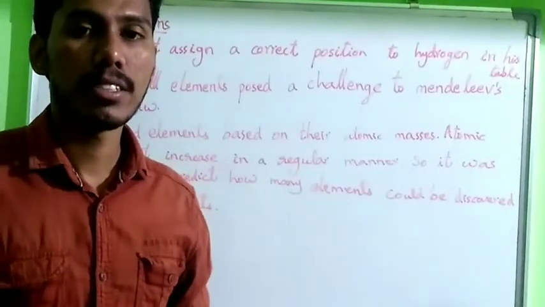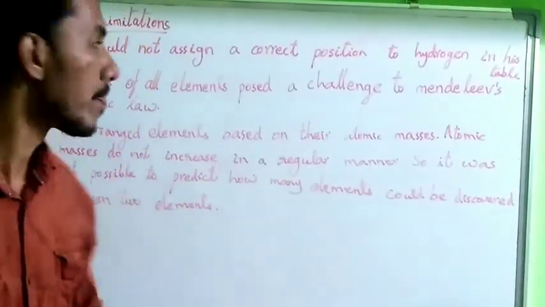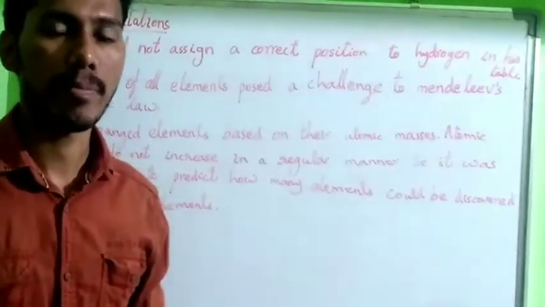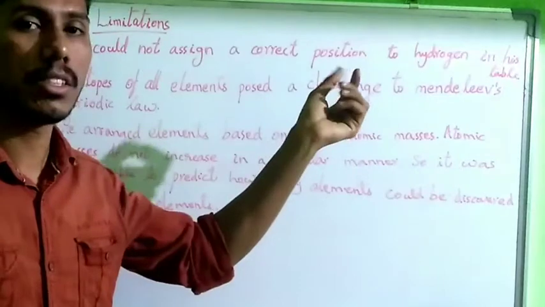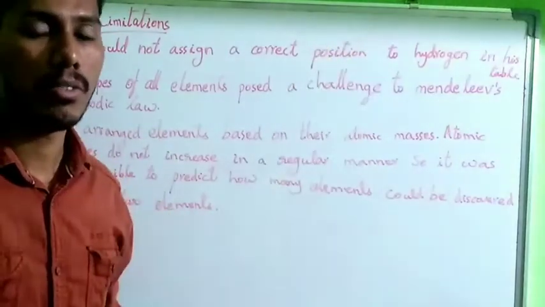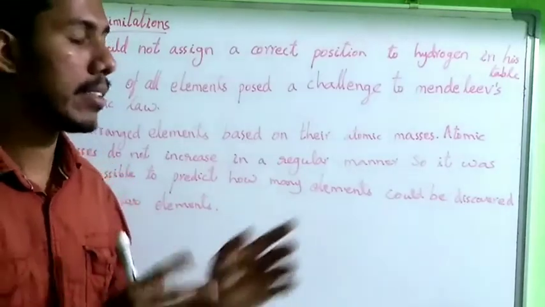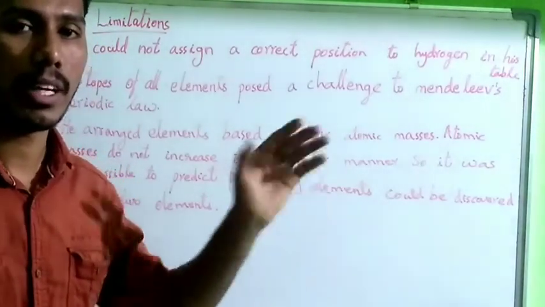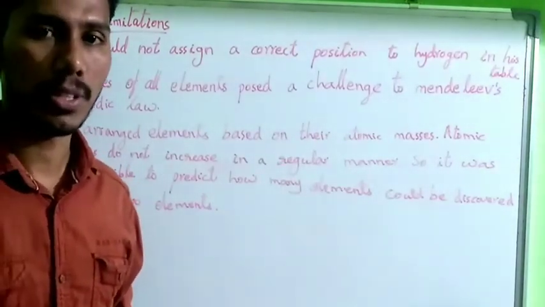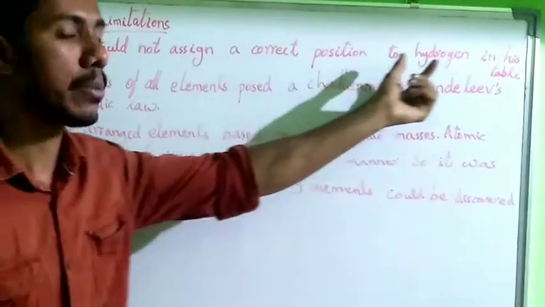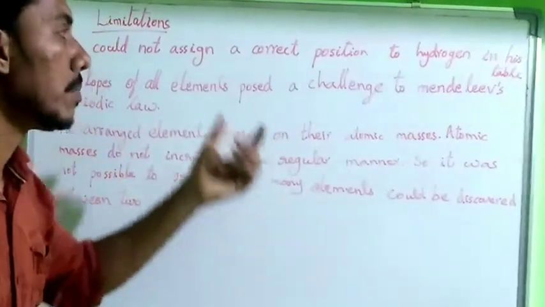Okay, then the limitations of Mendeleev's periodic table. He could not assign the correct position of hydrogen in his table. Hydrogen is just placed above the first group, but it is not the correct position. He just placed it above that group. It is not the actual position. He could not assign a correct position to hydrogen in his periodic table.